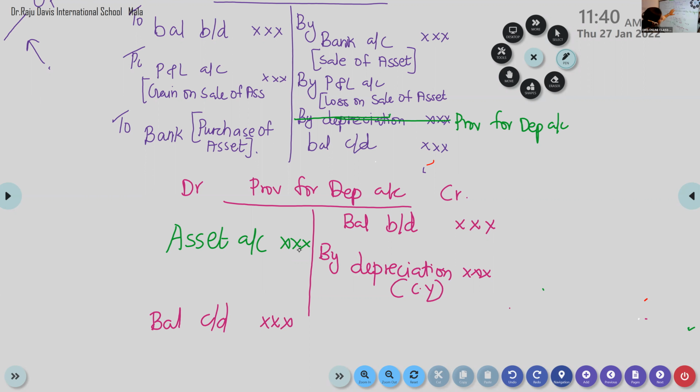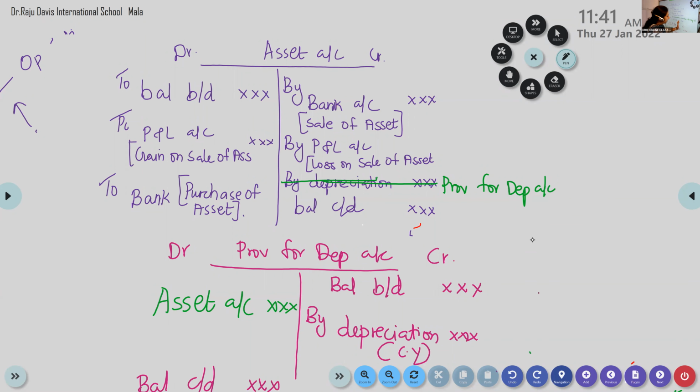See, if the business is not maintaining a provision for depreciation account, then you will prepare only the asset account. So this is how the asset account will be. You will write by depreciation, bank account, P&L account, depreciation, balance CD. This is how the credit side of the asset account looks.